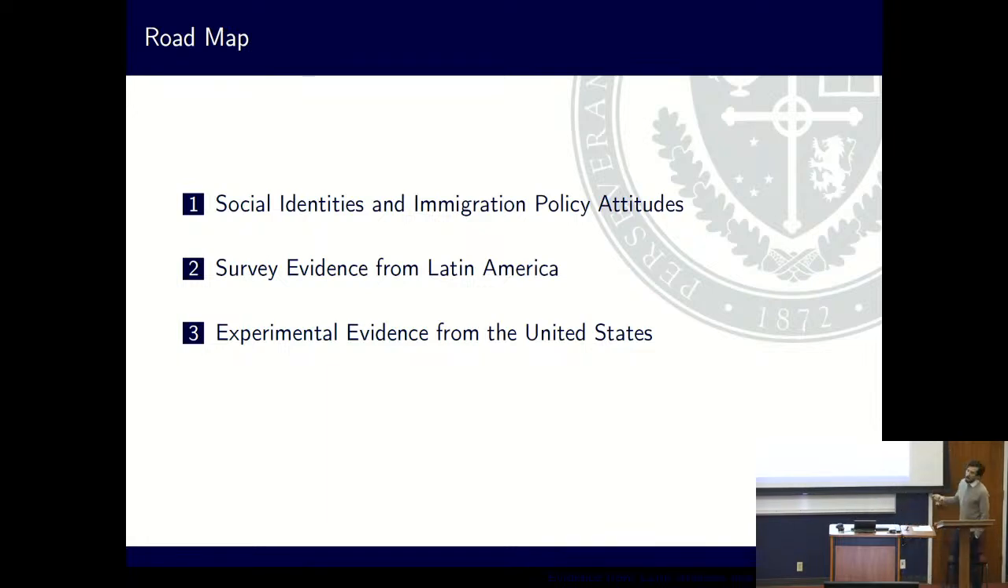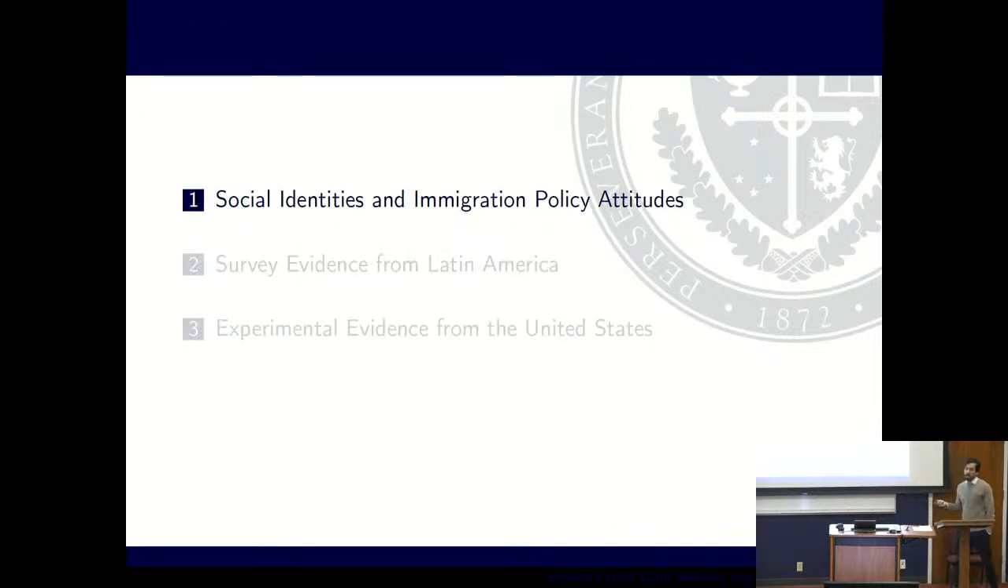I like giving a roadmap, so here's my roadmap. I'm going to start by talking about theory more, and just what I think explains a lot of people's attitudes towards immigration. And then I'll get more into the empirical stuff and discuss some survey evidence. Some of it I've been using from existing surveys, and some of it is survey evidence I've collected myself, actually just a few weeks ago. So you'll be the first ones to see this data, I guess, which is nice.